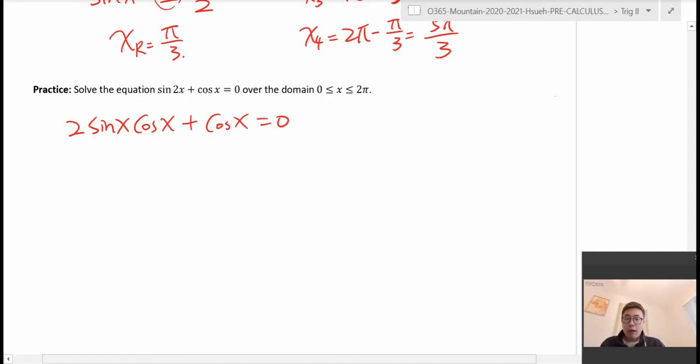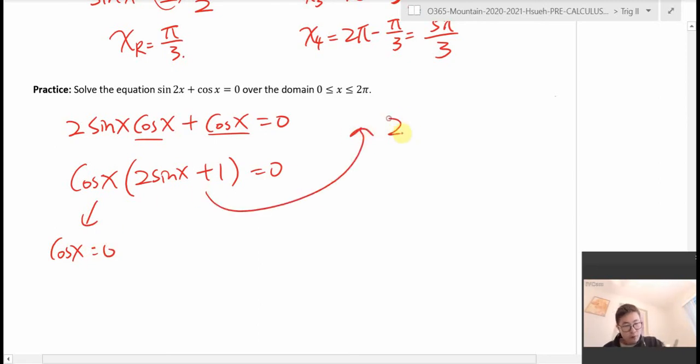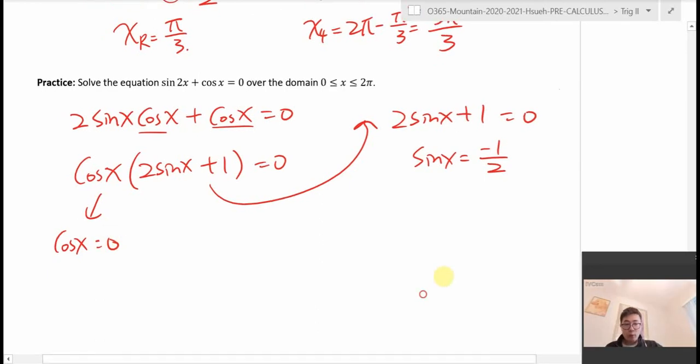However, what I notice is that I see cosine x here and cosine x there. So I guess I could factor out cosine x. So then I end up with cosine x times 2 sine x plus 1 equals 0, which means either cosine x equals 0 or 2 sine x plus 1 equals 0, which means sine x equals -1 over 2, right? Move 1 over, divide by 2, you get -1 over 2. Okay, so then we can solve these 2 equations.